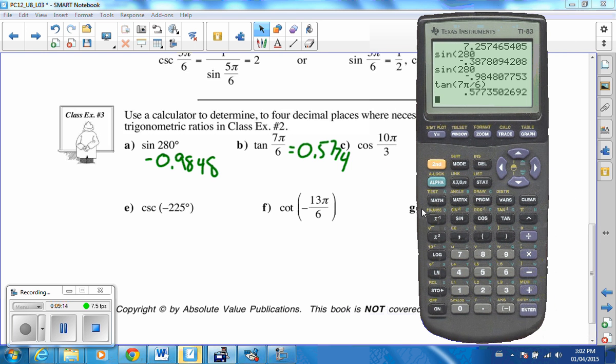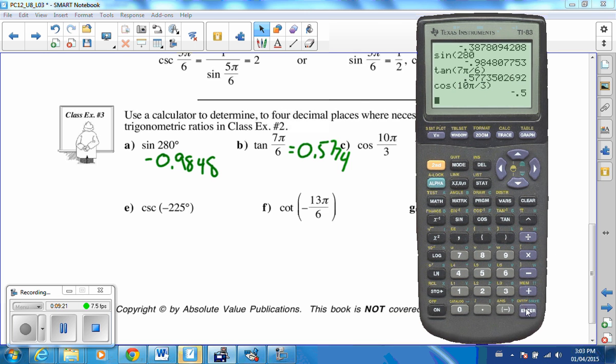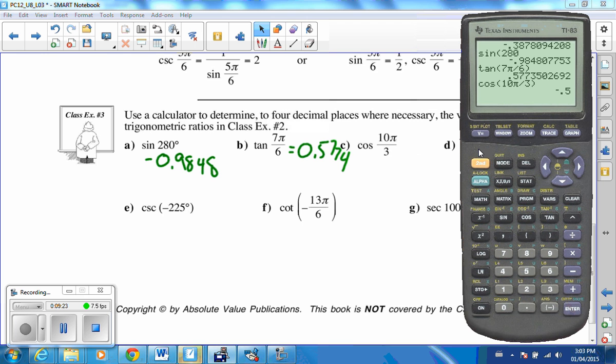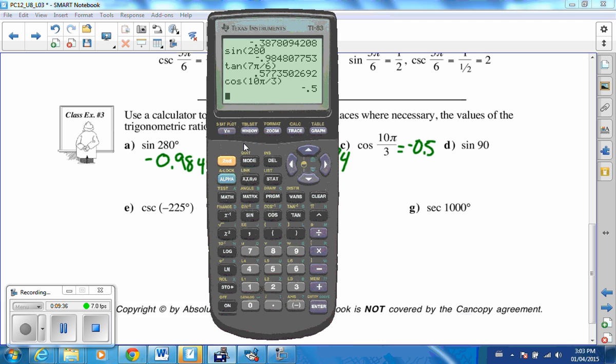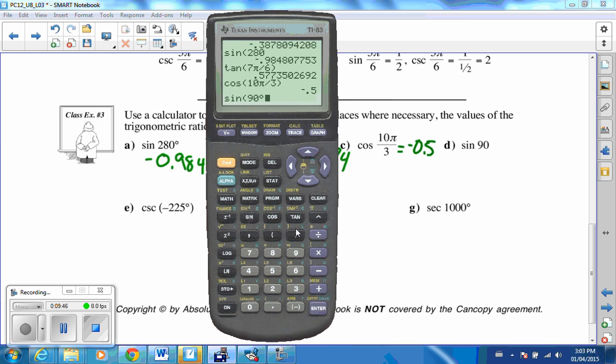Cosine of 10 pi thirds. That's going to be that. Oh, negative 0.5. Cool. And then lastly here, the sine of 90. Even though I'm still in degrees, I've got this really handy trick that I can just go sine 90, use my angle button, tell it I want degrees, and that'll give me a right answer.